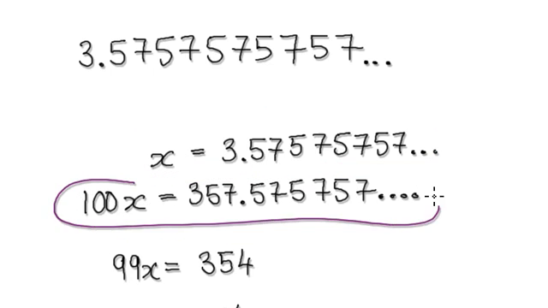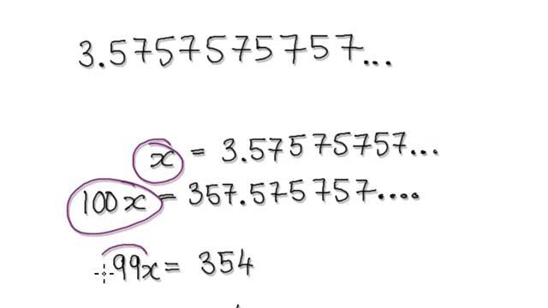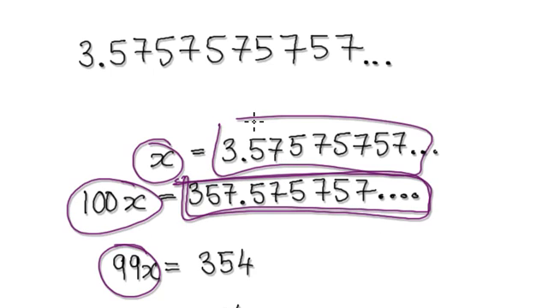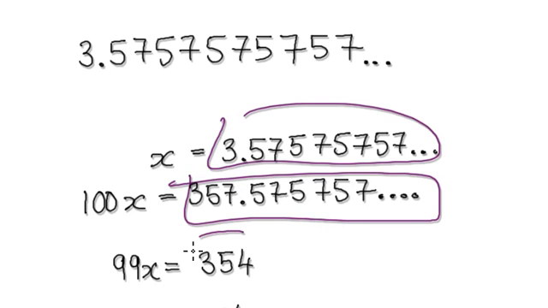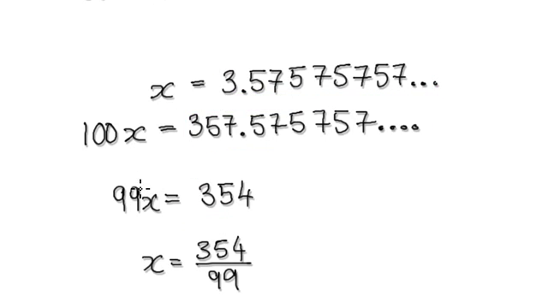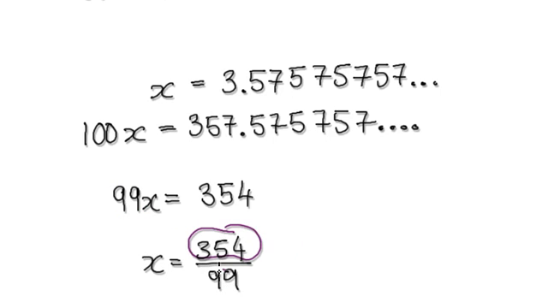Now if you get this, take away this: on the left hand side, 100x take away x will give you 99x. If you look at the right hand side, these will cancel out, these will cancel out, and so on. The point is that if you get this, take away this, it will give you a nice neat number. Now to get x on its own, divide both sides by 99. So now you've expressed the number x as a fraction, where this is an integer and this is an integer.